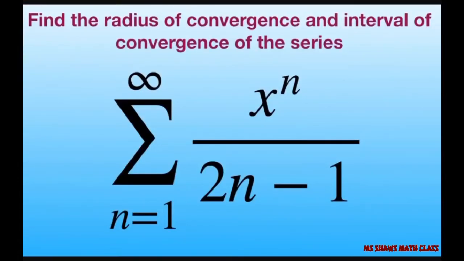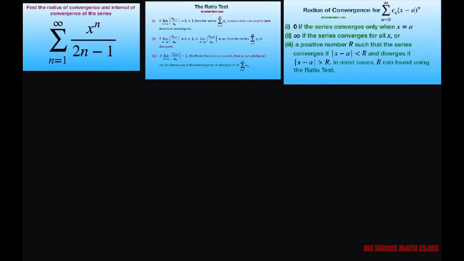Hi everyone, we're going to find the radius of convergence and interval of convergence for our series here. We're going to use the ratio test and find out what we get. So let's use the ratio test, and that means the limit as n approaches infinity of a sub n plus 1 divided by a sub n.